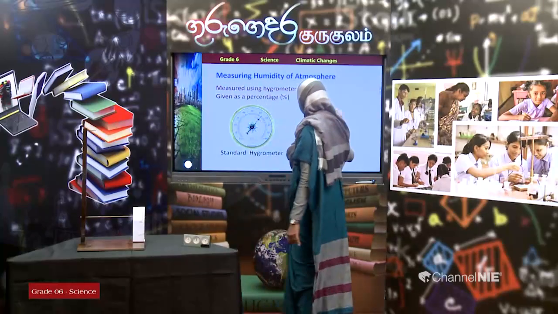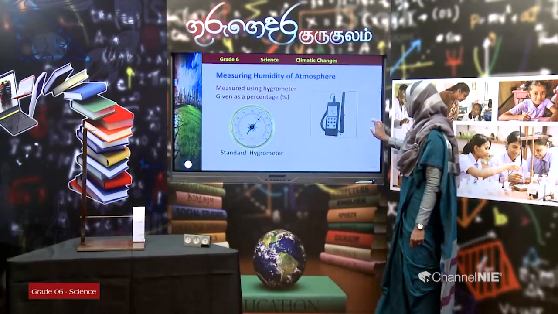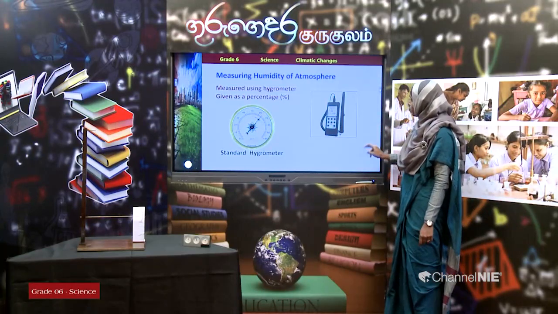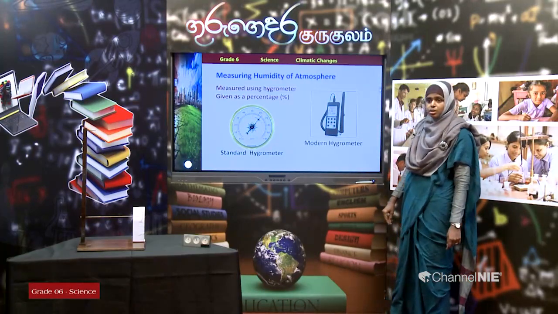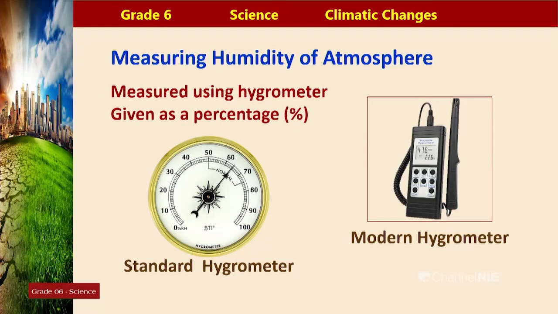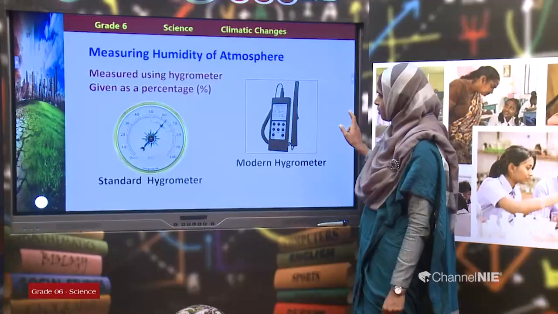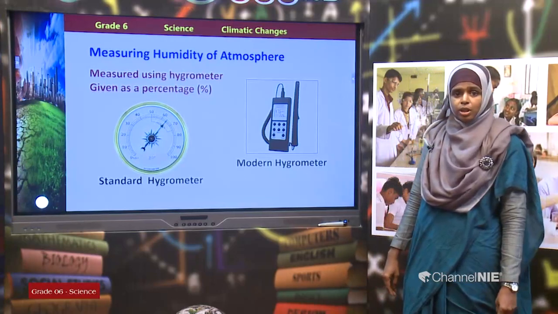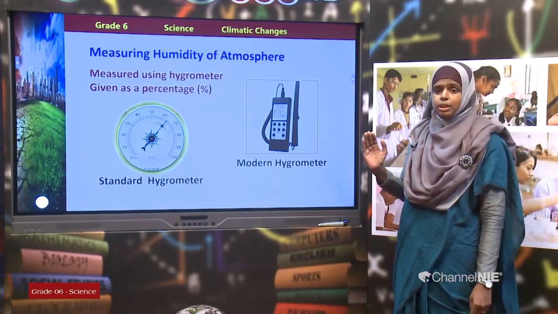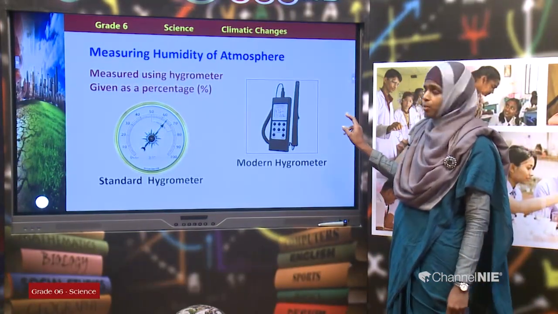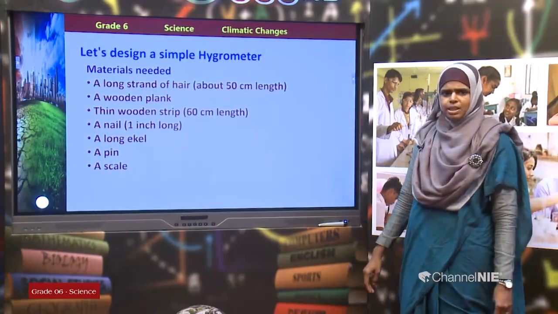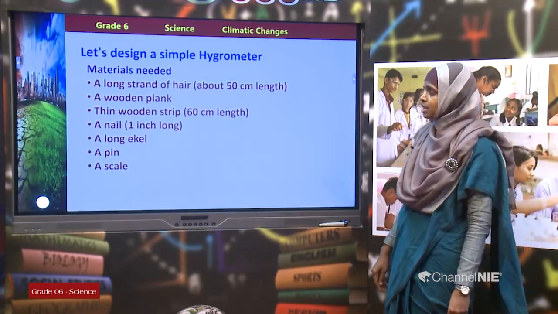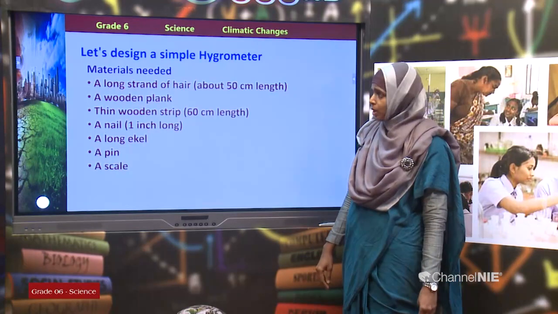And we have digital hygrometers in the laboratories. This is the modern hygrometer that we come across in the laboratory, where there is no indicator. The values are given numerically as a digital value. Both hygrometers are used in the laboratory to give a numeric measurement of the humidity of the atmosphere. Let's see how to design a simple hygrometer of our own.